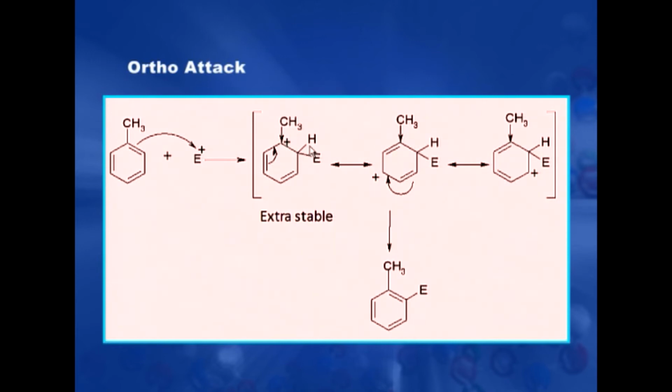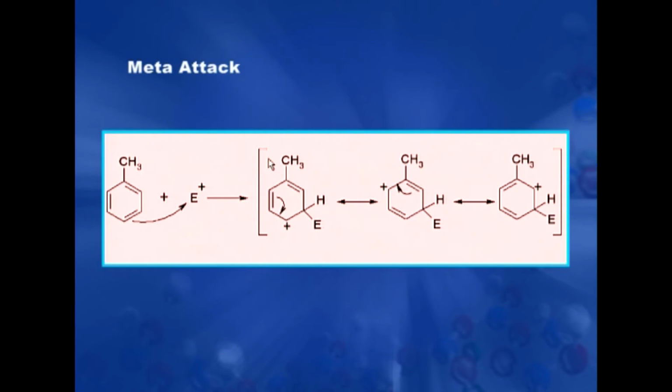So, the contribution of this resonating structure is more towards resonance. So, that gives extra stability to the benzenonium ion. That is why the intermediate gets stabilized and finally we get the product. Now, if we see the meta attack, the electrophile attacks the meta position and we get the intermediate, and this is stabilized via these resonating structures, and in these resonating structures no structure is extra stable. So, that is why the extra stability contribution towards resonance is not there.